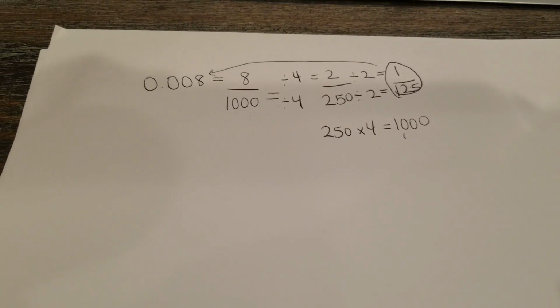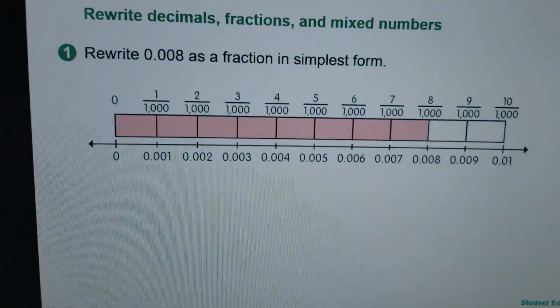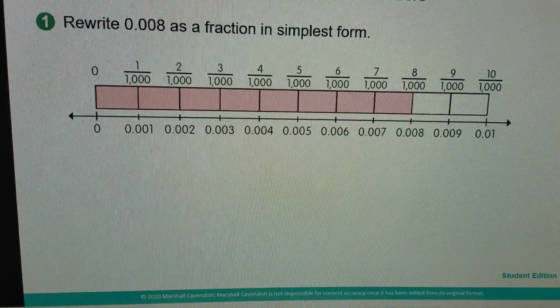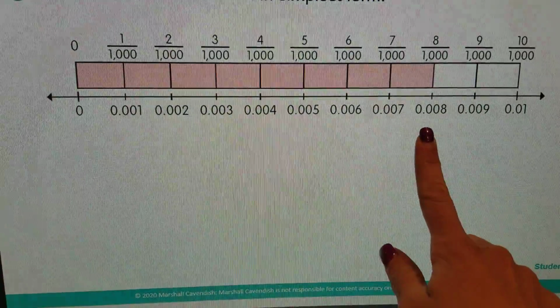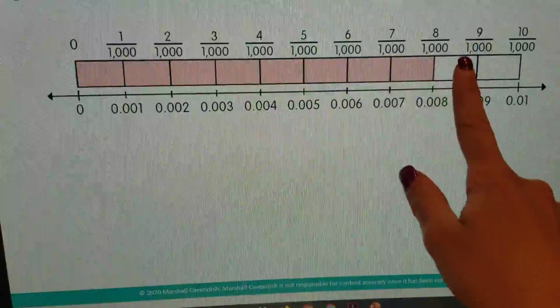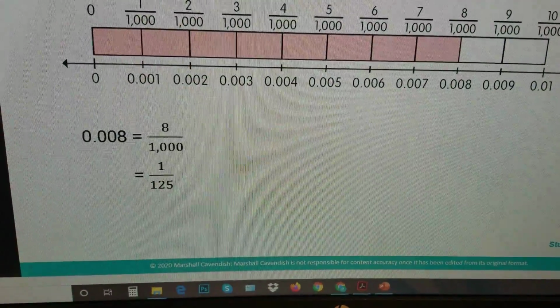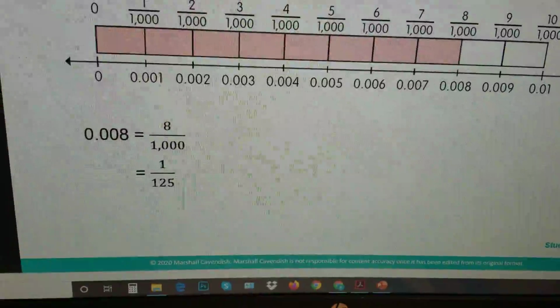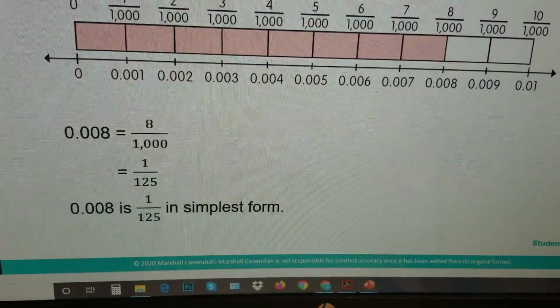Okay, all right, let's keep going. Now we have this great visual. It's showing you 8 thousandths here, and then it's also showing 8 thousandths, and they're going to do the work for you. So 8 out of 1,000 is equal to 1 out of 125, which is what we just did. And that's how you write it in simplest form. Hooray, we did one problem.